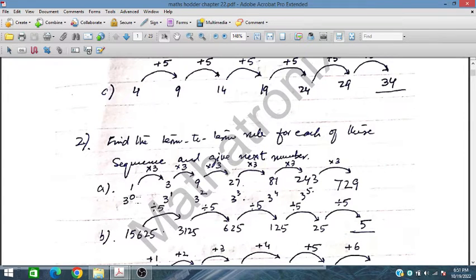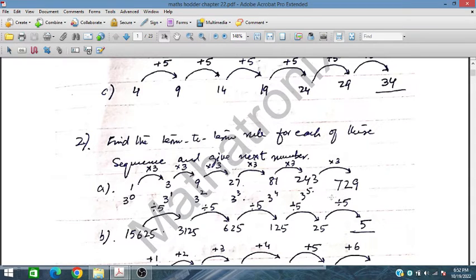This is powers of 3. This is 1, 3, 9, 27. We can see that 3 power 0 is 1, 3 power 1 is 3, 3 power 2 is 9, 3 power 3 is 27, and 3 power 4 is 81. So actually the power of 3 is increasing in this sequence. This is some kind of geometric progression.